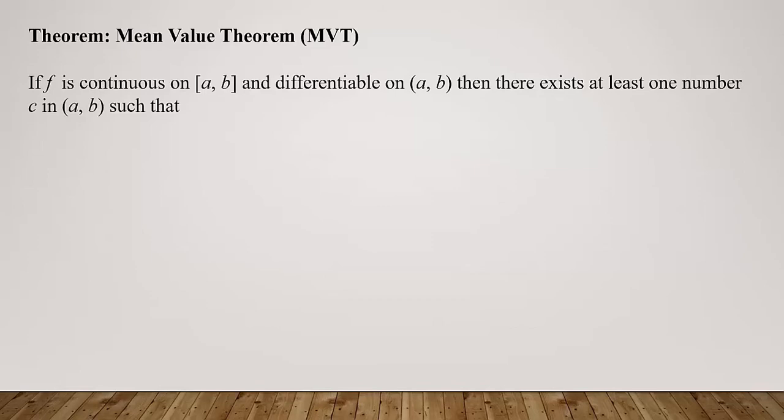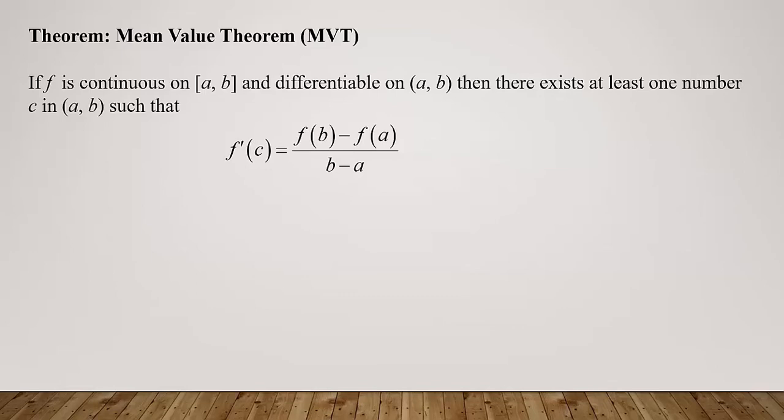So our preamble to the theorem. If function f is continuous on closed interval [a, b] and differentiable on open interval (a, b), then there exists at least one number c in the open interval (a, b) such that f prime of c equals f of b minus f of a all over b minus a.